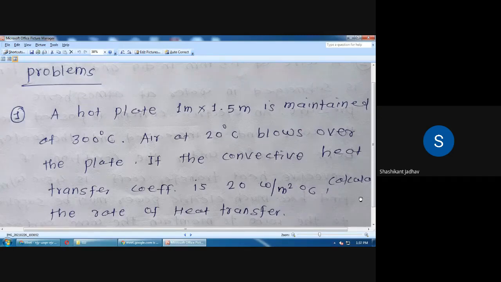So Ts is given, Ta is given, area is given, 1 meter into 1.5 meter. Product of those two is nothing but area, 1 into 1.5 means 1.5 meter square. And h is given, the convective heat transfer coefficient is 20 watt per meter square degree Celsius.